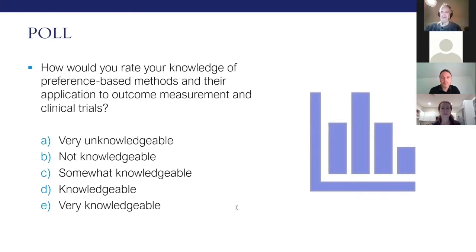Okay, perfect. So fairly normally distributed, I'd say, around the average. We will be asking that again at the end, so hopefully people's knowledge will have gone up.